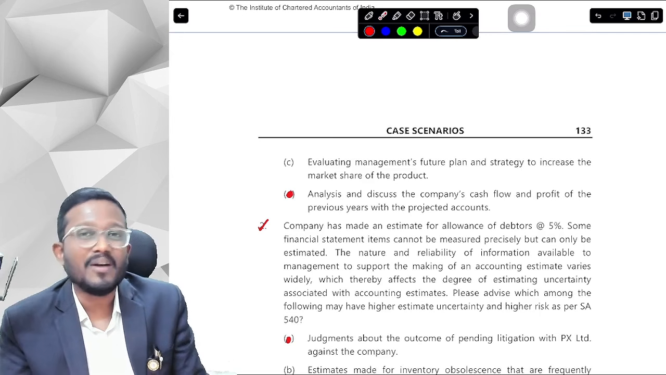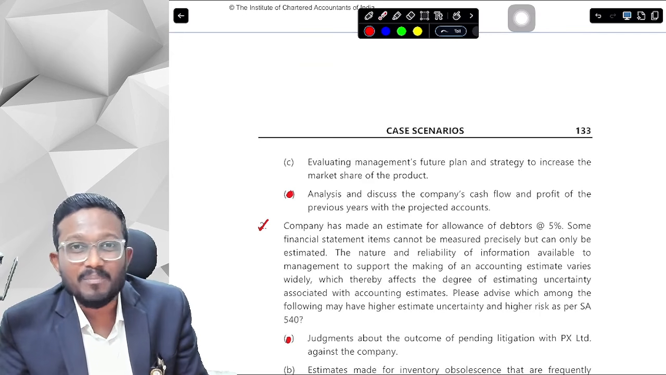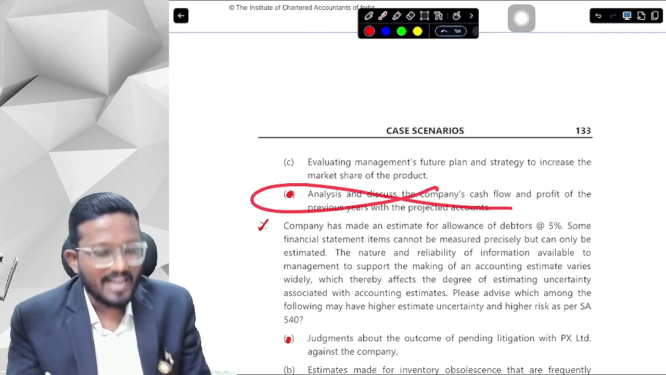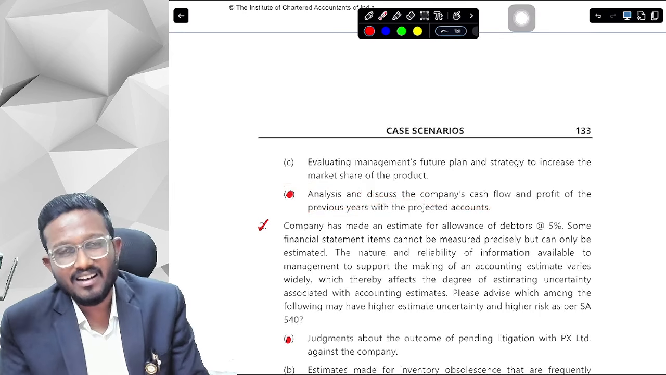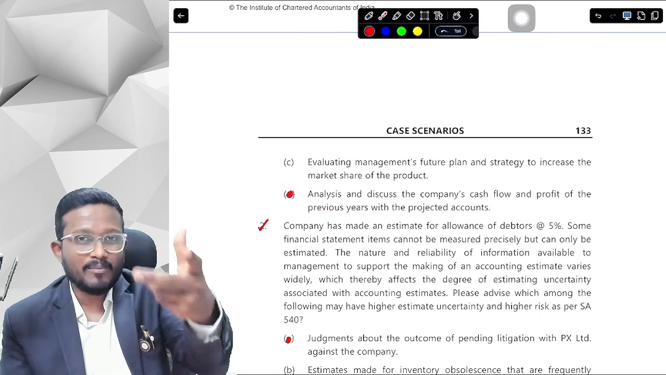We need to evaluate the cash flow forecast, not the previous year cash flow and profit. So this particular additional procedure is not to be done while performing procedures on going concern.